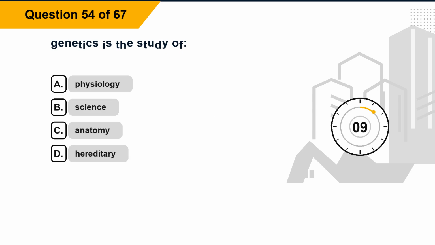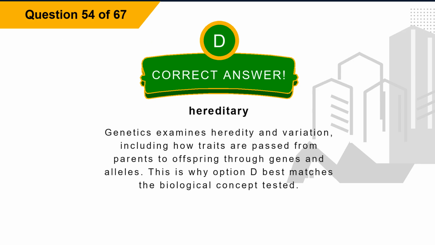Question 54. Genetics is the study of: option A. Physiology. Option B. Science. Option C. Anatomy. Option D. Hereditary. The correct answer is option D. Hereditary. Explanation. Genetics examines heredity and variation, including how traits are passed from parents to offspring through genes and alleles. This is why option D best matches the biological concept tested.